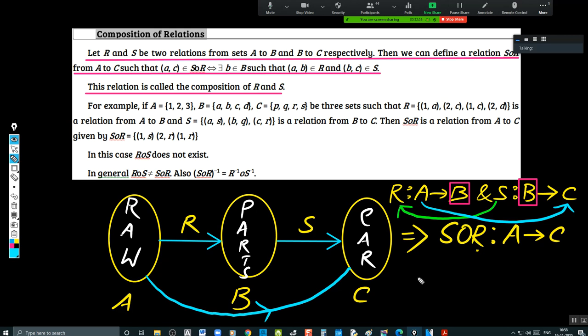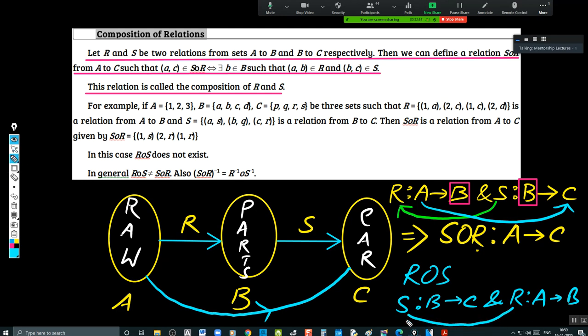How to see for ROS? You have to write S first. S is B to C, and tell me what is R here? A to B. Now ROS means R followed by S, it's okay. We will write it, no problem. R to S, let us write like this.